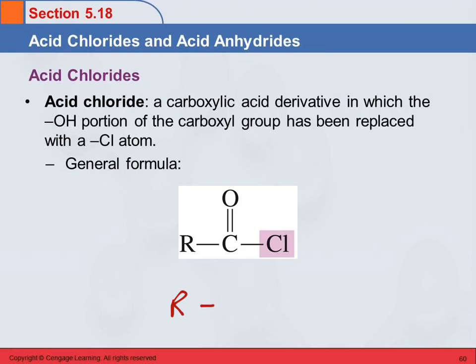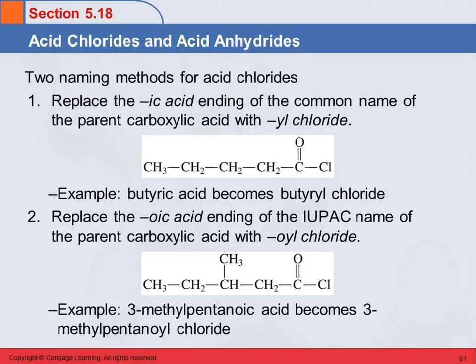The carboxylic acid looks like this. So this is a derivative. It's like a carboxylic acid, but it's changed a little bit. So you take off the OH and you put on a chlorine, and that's called an acid chloride. There are two methods for naming these. One is to replace the ic acid ending of the common name with yl chloride.